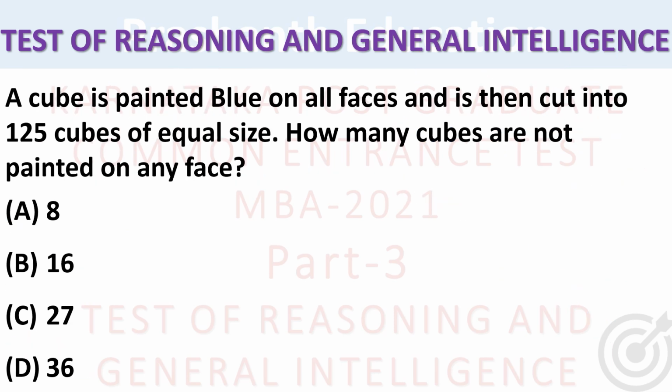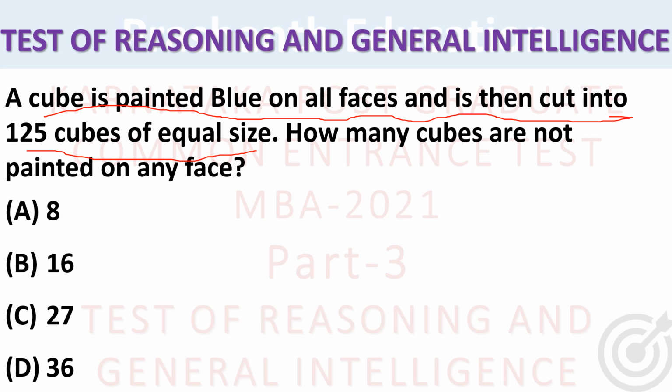Okay, let's look at the next question and what they're asking. A cube is painted blue on all the faces and then it's cut into 125 cubes of equal size. So they have cut that cube into equal sizes. How many cubes are not painted on any face? So we need to calculate how many cubes will not have that blue paint on the surface. On all the 6 sides it should not be there.